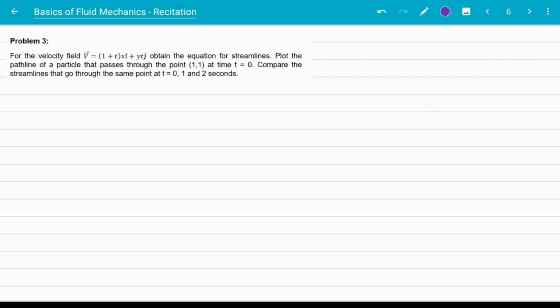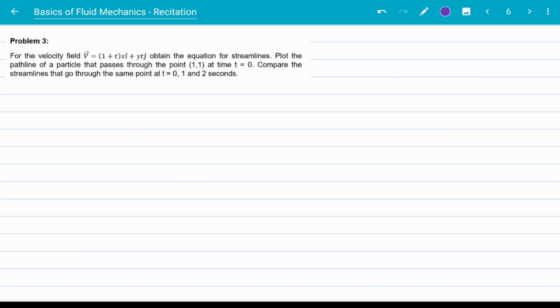Okay, so let's move on to problem 3. This is basically another unsteady flow field. The velocity field is given. As you can see, both the u and v components have time dependencies. We are again asked to find the streamline, equation for streamlines.